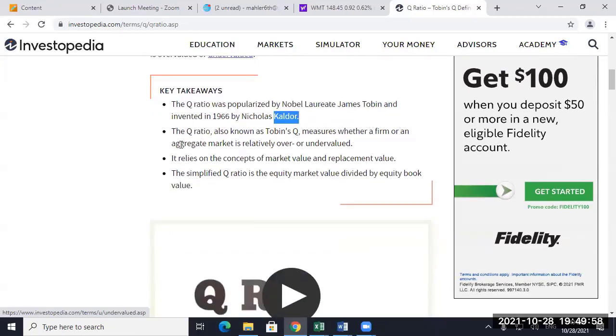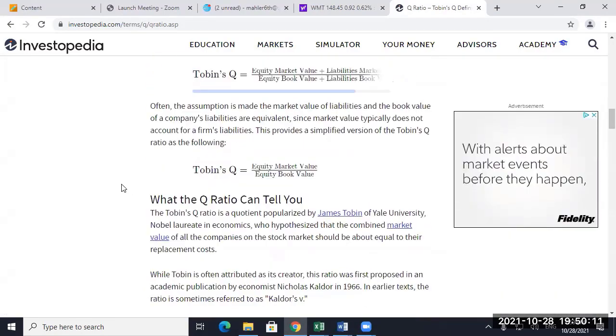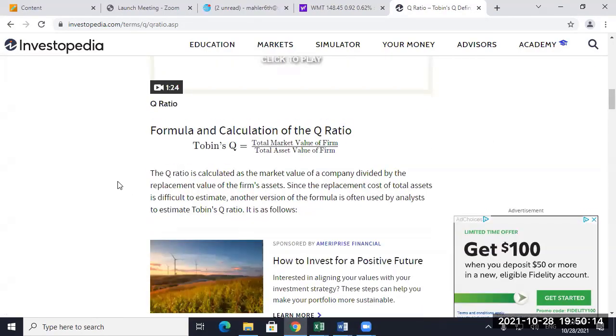It tells you whether a firm or a market is relatively over or undervalued, and it relies on the concept of market value and replacement value. So it's the market value of the firm over the asset value of the firm. That sounds really, really good. Great ratio. The problem is figuring out the replacement value of a firm is not an easy thing to do. It's pretty easy with your house: how much would it cost me to rebuild my house? That's not too difficult, and you could do a Tobin's cube with that. But for a business like Facebook or Alphabet, that's a pretty tall order.